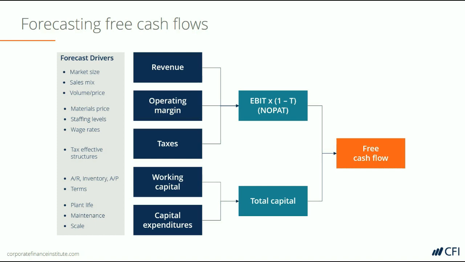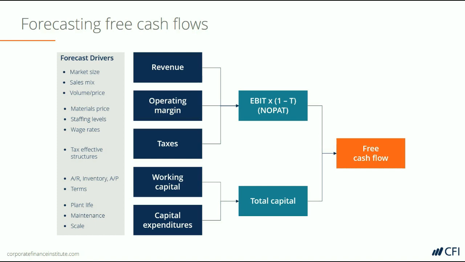But let's go all the way back to the forecast drivers on the left here. We need to factor in things that we did in our previous analysis. You'll recall from things like Porter's 5 forces, PEST, strategic advantage, competitive advantage, management team, all of these kinds of things, these are what impact the drivers. So we have things like market size and market share, sales and product mix, the pricing power of the business, the material price inputs affected by macroeconomic impacts, staffing levels, wage rates, etc., tax structures from governments.